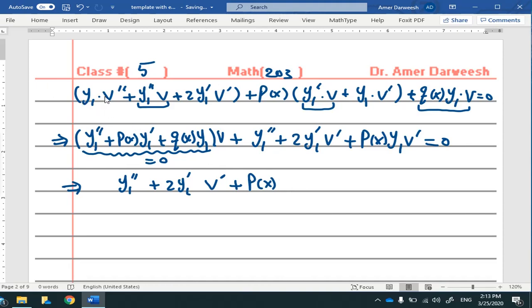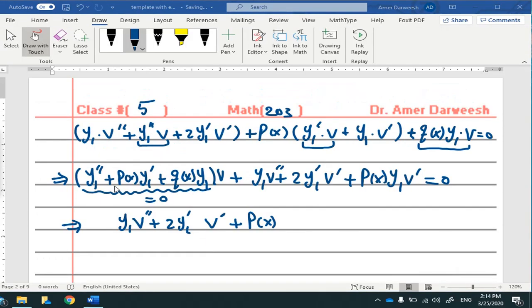Here I have y1 v double prime. I have to put it somewhere, so I now fix it. It is y1 v double prime, and again I have y1 v double prime plus 2y1 prime v prime plus p of x y1 v equals 0. So this is the equation in terms of v double prime and v prime.